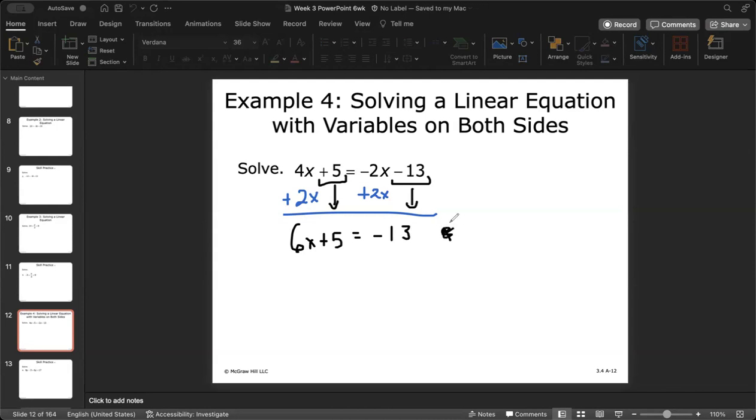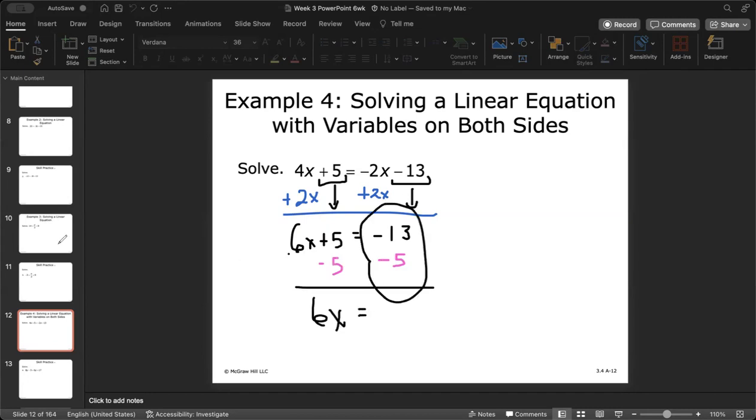Now look at that. That's something we know how to do. That was the last problem. So what we're going to do then, get rid of this 5, do the opposite. It's the same thing. We want to take this 5 and move it to the other side of the equal sign. So you've got to do the opposite. So you've got to subtract. So these 5s here cancel, leaving the 6x on the left side.